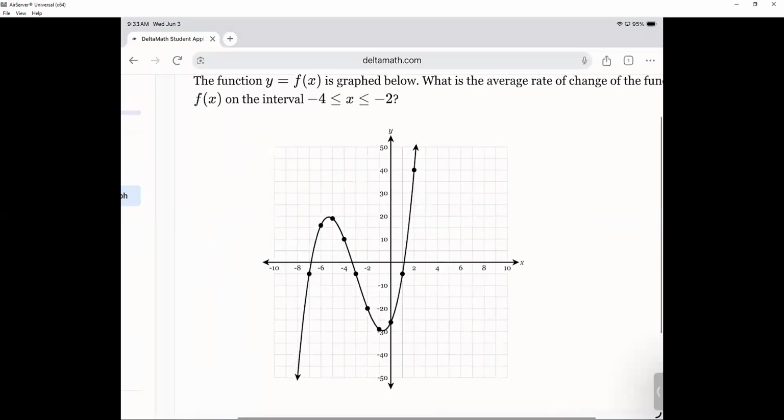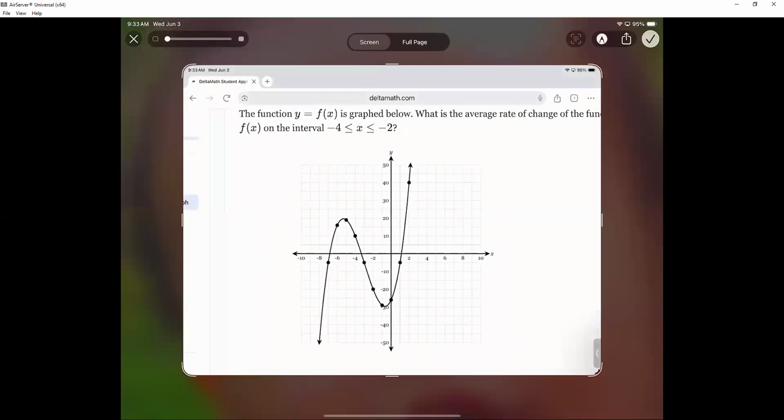So I'm going to go from a negative 4. So here's the point that I'm going to use. And then negative 2. Here's the point that I'm going to use. And then I'm just going to draw a line between them. And I'm going to find the slope of that line. So I'm going to start here.